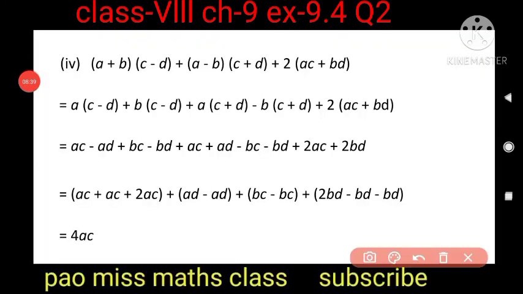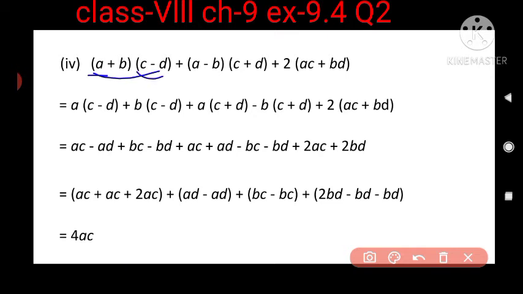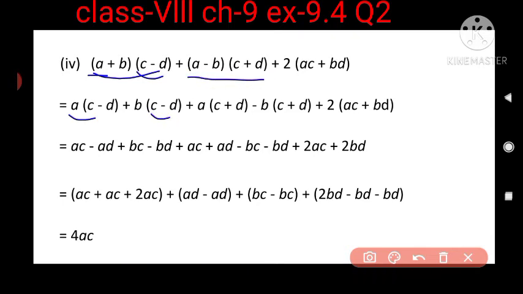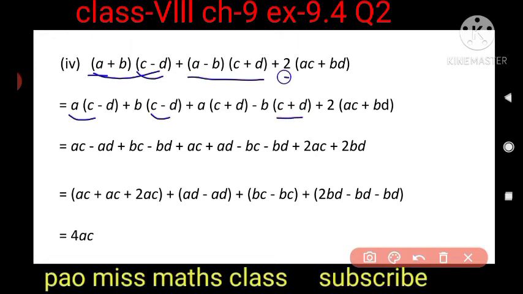So here is the given expression. For the first, what you will do, a multiplied with c minus d. So a multiplied with c minus d. Then plus b multiplied with c minus d. Then for the next one, a multiplied with c plus d. Then minus is there, so minus b multiplied with c plus d. Now for this, directly what you can do, 2 multiplied with both the terms.